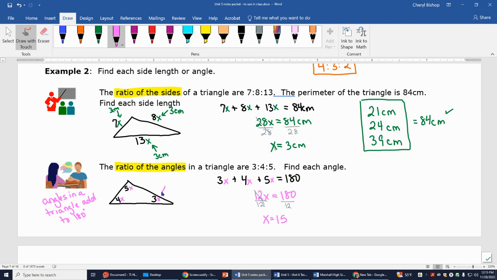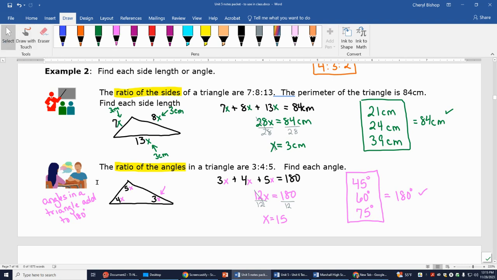Once I know what x is, I can plug it into each of these. 3 times 15 is 45 degrees. 4 times 15 is 60 degrees. And 5 times 15 is 75 degrees. So these are my 3 angles in that triangle. You can test it because when I add these together, I should get 180 degrees in that whole triangle. Okay, let's look at the next one.